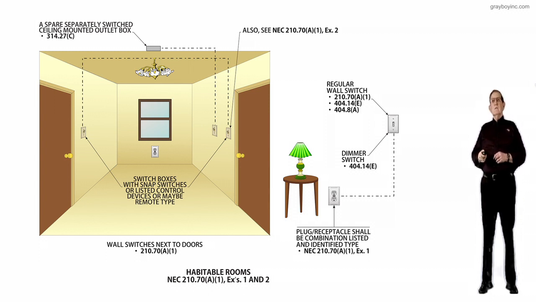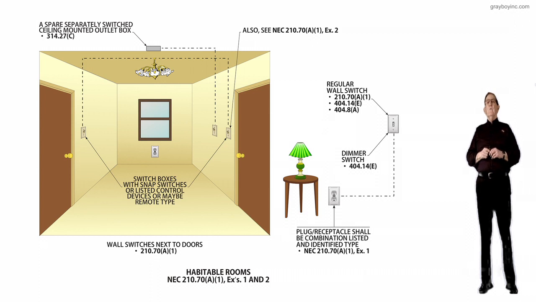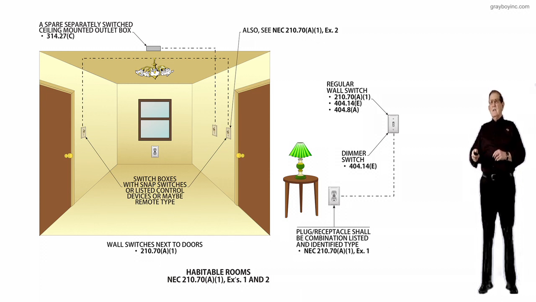And first of all, if we look at the callout in the center of the room, it's titled switch boxes with snap switches or listed control devices, or maybe remote type. Any of those are permitted to control that room according to the owner, how they want that to be provided. And then notice, secondly, plug receptacle should be combination listed and identified type, in accordance with NEC 210.70(A)(1), exception 1.